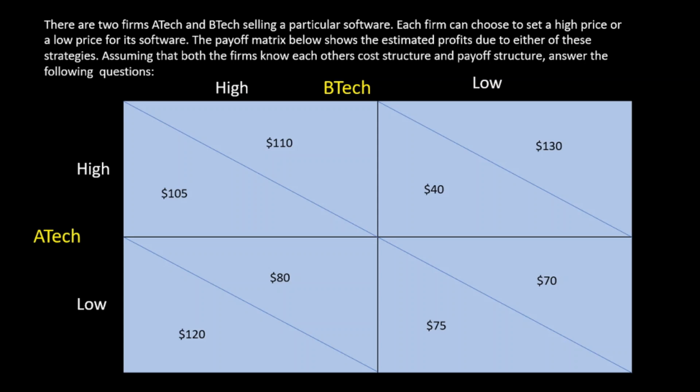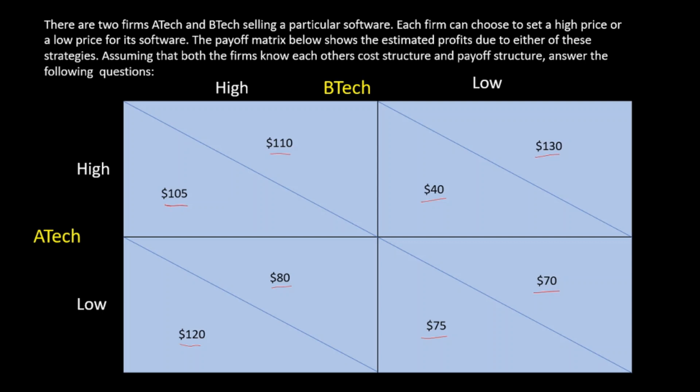So in this case, as you can see here, we have two technology firms, A Tech and B Tech, and each firm can choose to have a high price or a low price for its product. The payoff matrix that you can see here shows the estimated profits for both the firms. Now notice that the payoff matrix shows different profits for A Tech and B Tech. Given this situation, let's try to analyze the pricing strategy.